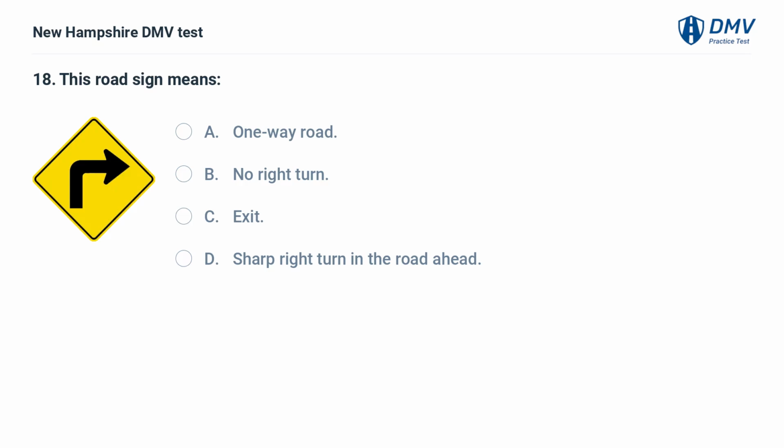This road sign means A. One-way road. B. No right turn. C. Exit. D. Sharp right turn in the road ahead. This sign indicates that there is a sharp right turn ahead.